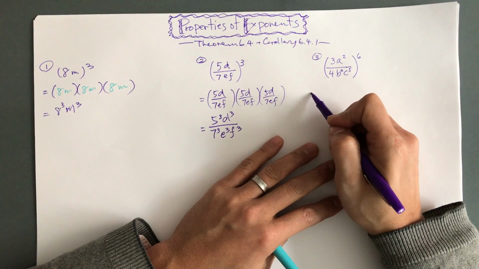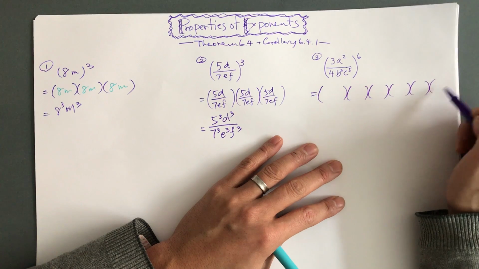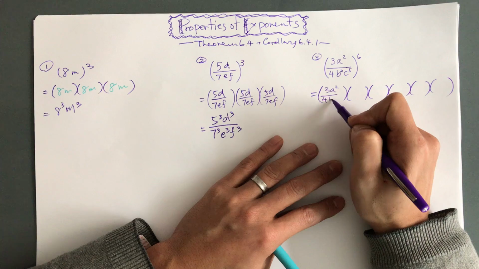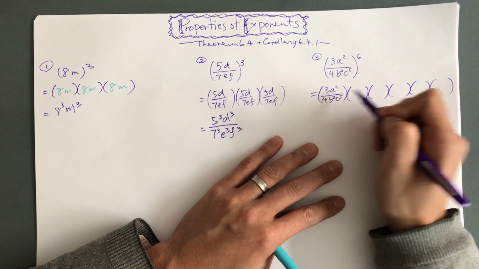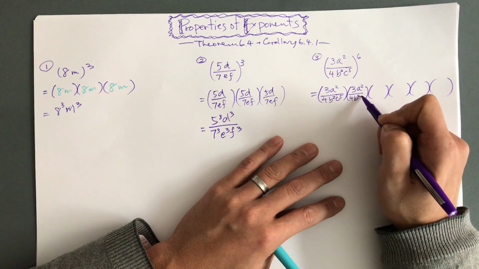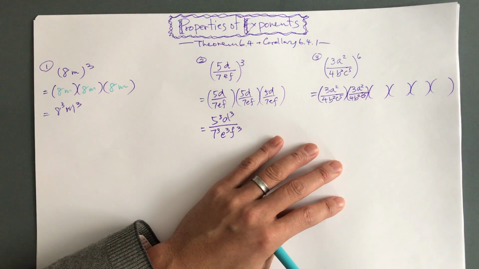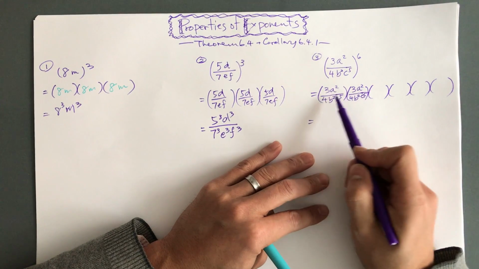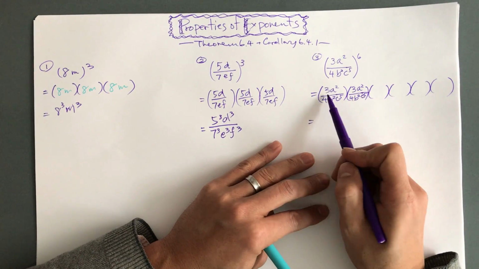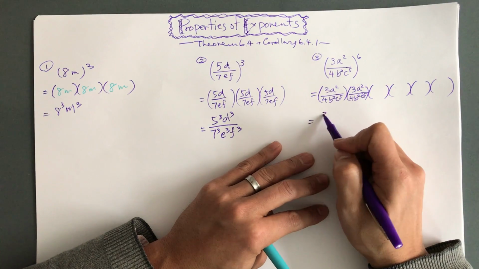How about this one? So we have 6 copies of these: 3a squared over 4b squared c to the fifth, and so on and so forth, right? So now let's think about it. Imagine you can use this one thing 6 times. So how many 3s are we going to have? We're going to have 1, 2, 3, 4, 5, 6.